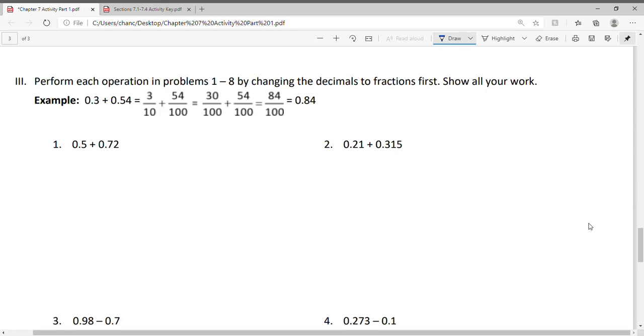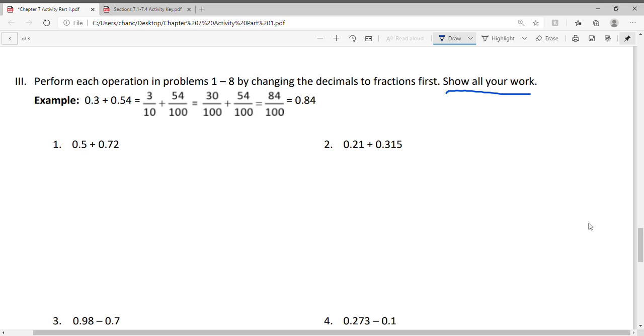In part 3, let's perform each of the operations in problems 1 through 8 by changing the decimals to fractions first, and of course we'll have to show all our work. Let's look at this example. 0.3 plus 0.54 is equivalent to 3 over 10 plus 54 over 100. We can make sure the denominators are the same, add the numerators together, and then convert it back to a decimal. So that's not too bad of a strategy to do, so let's try it for question 1.